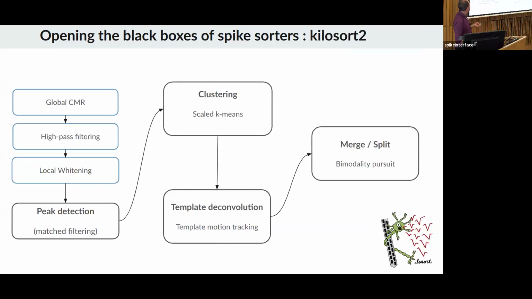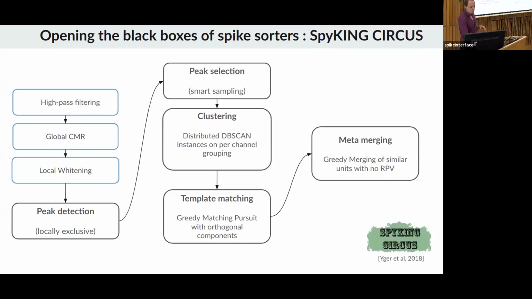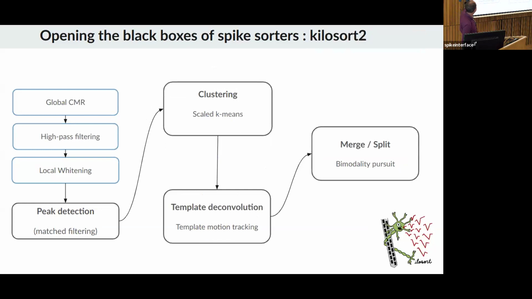If you look at Kilosort 2, the general ideas are somehow similar. You have the same pre-processing steps, although if you look closely, they are not performed in the same order. So this is already a question we might address: why, and what's the best? No one has actually properly tested that, but they are done in different orders. There is a peak detection step implemented in a different manner, and we'll come back to that afterwards. The clustering step is also a bit different, and the deconvolution step, which is the template matching in a sense, is also a bit different. And at the end, you have some merge and split, which would be in line with this meta merging, with a bimodality pursuit that tries to reconstruct the cell to have as complete a representation as possible.